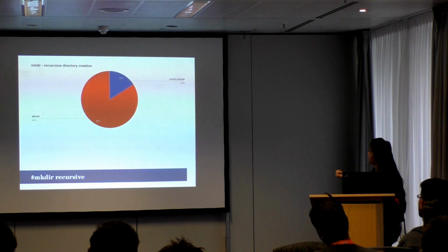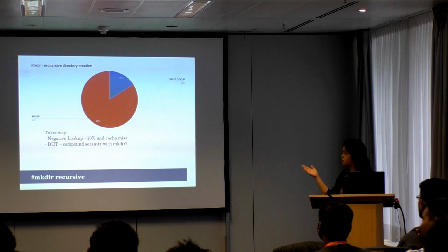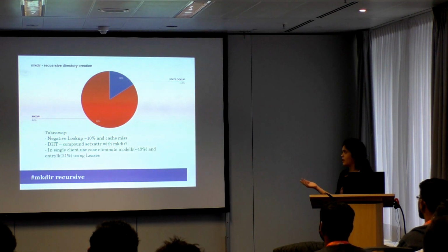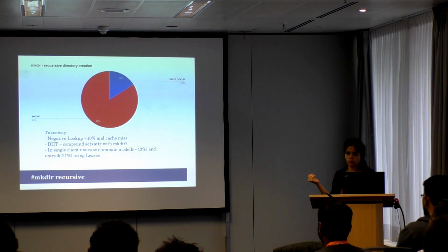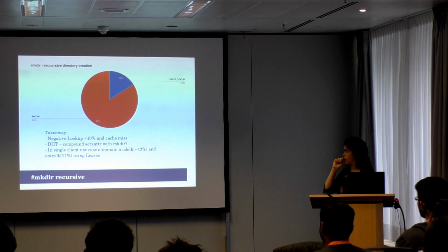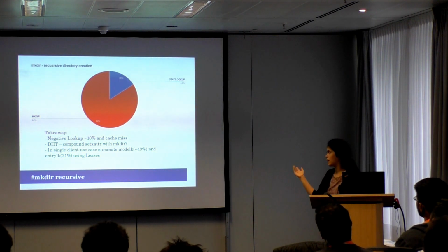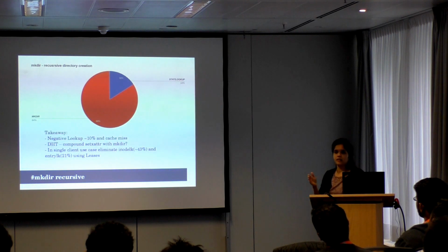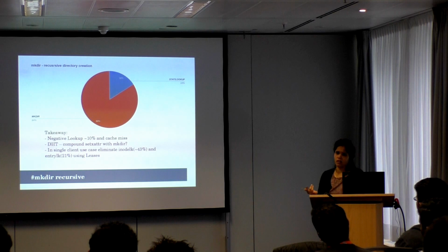Then the takeaway is again negative lookup helps here. Then DHT, if it can compound setxattr with mkdir, now that the compound FOP support is there, this is a question maybe the DHT team can look at. Then the other thing is, in a single client use case, we can eliminate the inode LKs and entry LKs being sent to the server. Single client is mostly when you have home directory use cases or like Apollo and things like that.